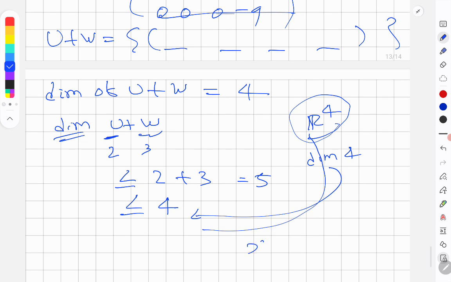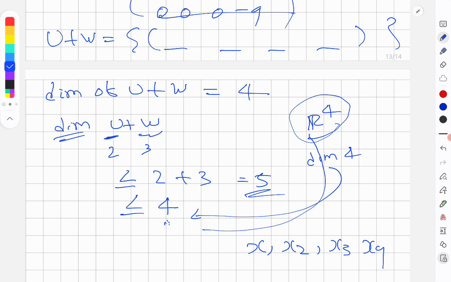It should always be less than or equal to 4 because of this boundary, because you have only 4 variables, x1, x2, x3, x4. So it's never possible that you will get a dimension 5. It's impossible. So the dimension of u plus w will always be less than or equal to 4, and also greater than or equal to 3. It cannot be less than 3.